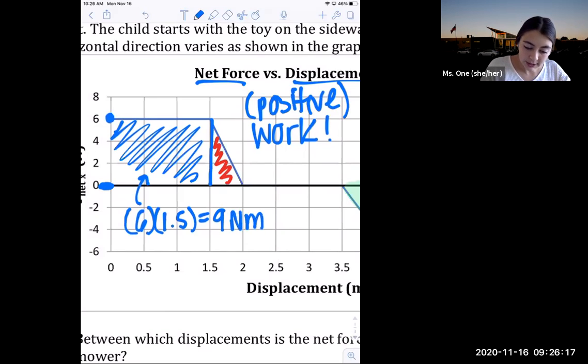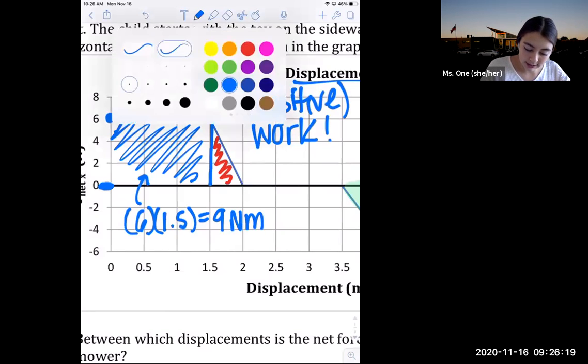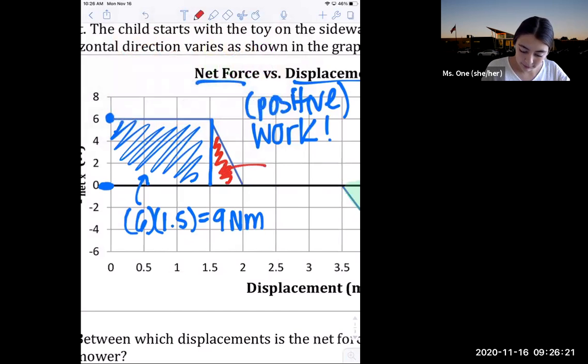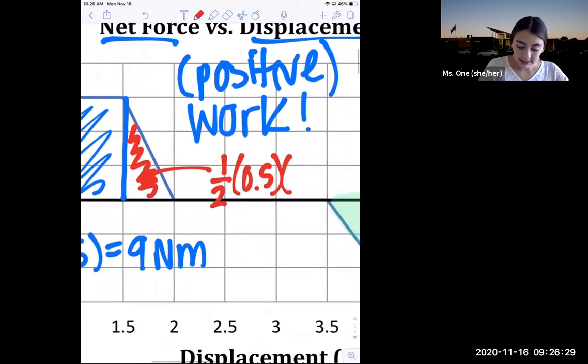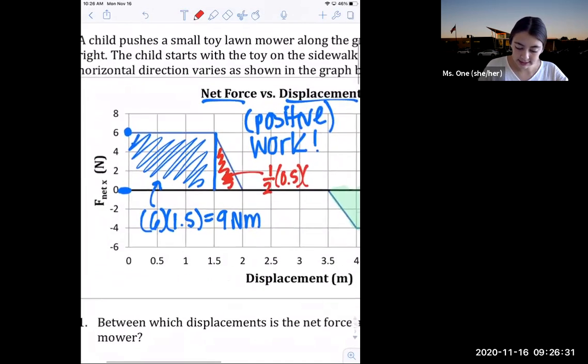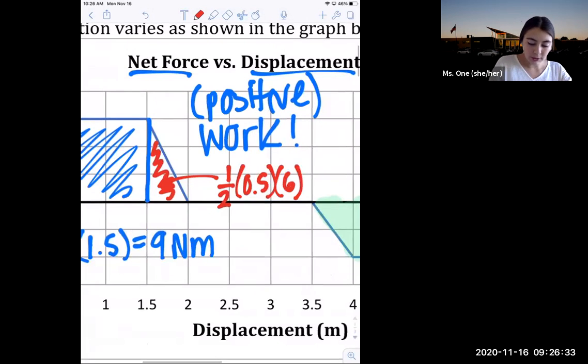Same thing I could do here. I'm also going to look at the positive work done, this time from 1.5 meters to 2. This time my area is going to be 1/2. The base is actually only 0.5, and then the height, the maximum force up there, is 6. So if I do 0.5 times 6, that's 3, divided by 2, this is going to be 1.5 newton meters.